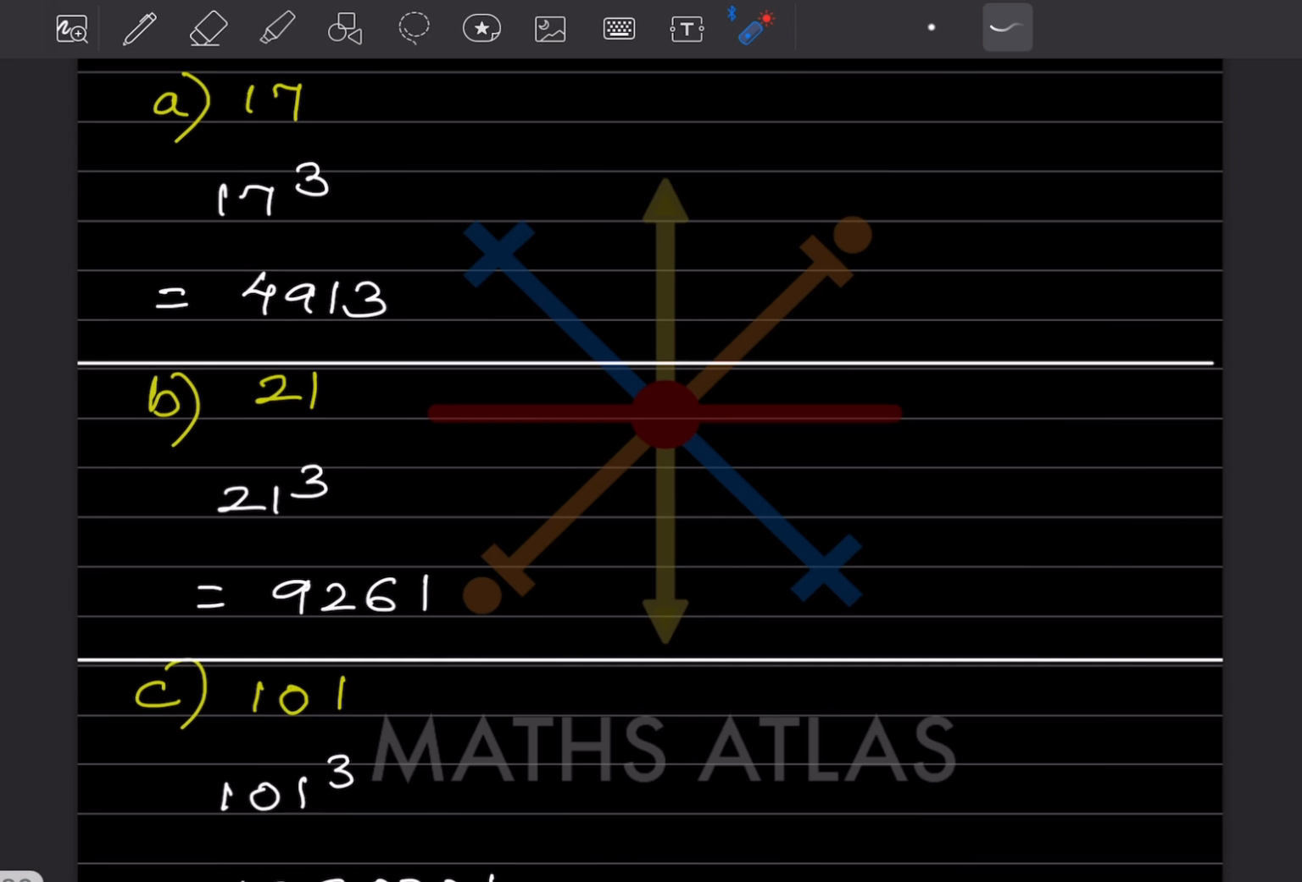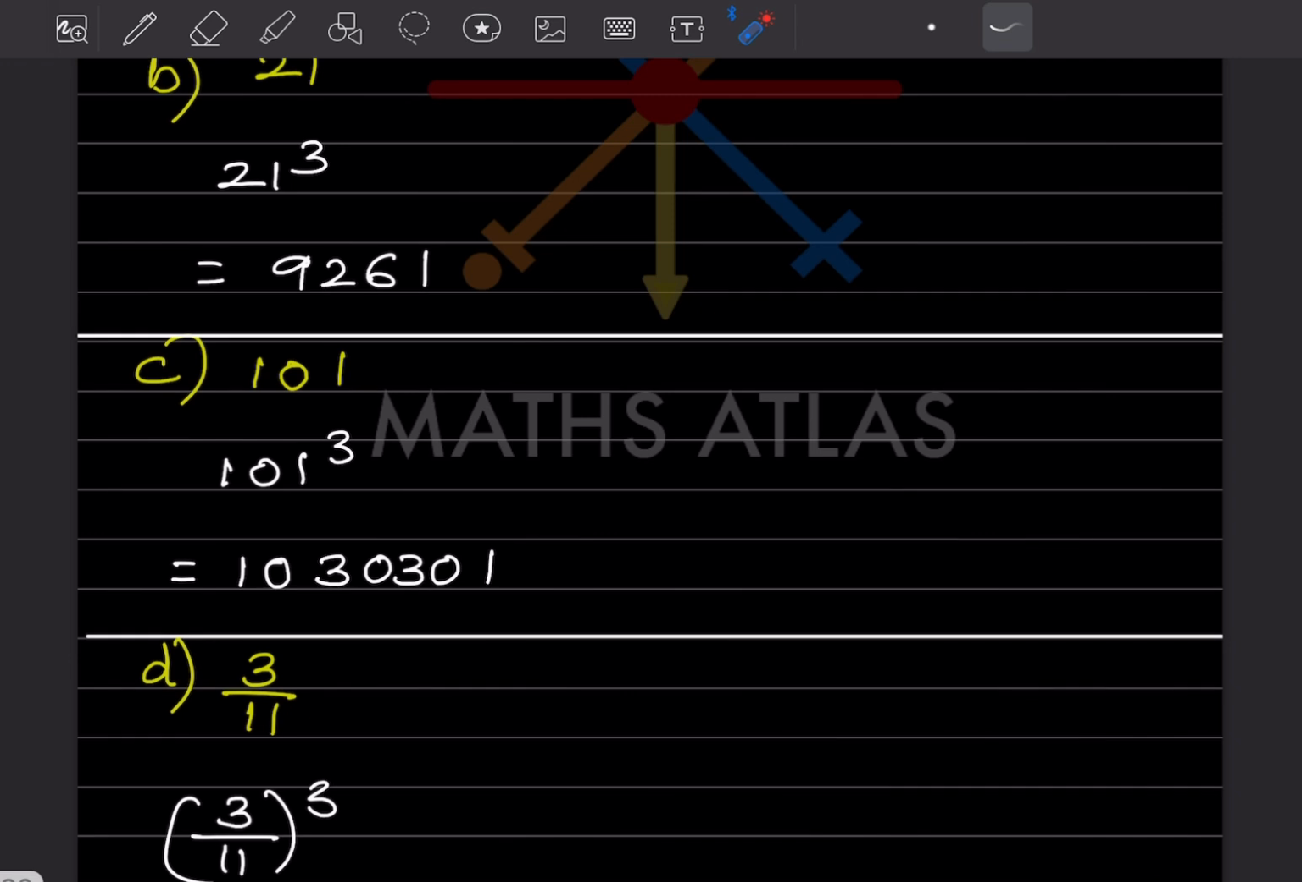Now here, 21 cube. Again, this is 21 into 21 into 21, so that is going to be 9261. Again here, 101 cube. This is the answer.